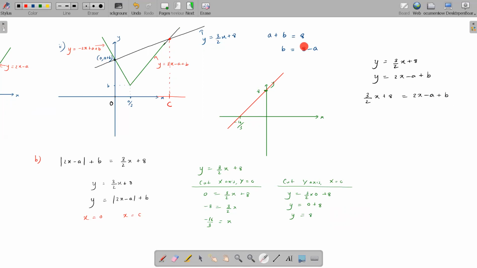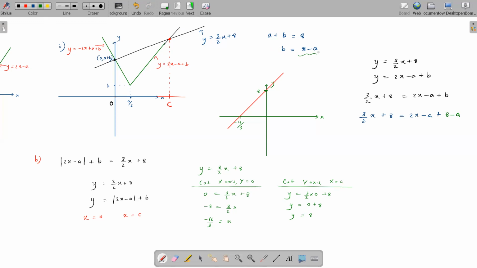Yeah, for b we can replace it with 8 minus a, because that's why they gave you this information. That x equals 0 is a cutting point, so that you can get a substitution for your b. So b can be replaced as 8 minus a. I think this is kind of a tough question, right? So okay, 3/2x plus 8 equals 2x minus a plus b. B is 8 minus a.